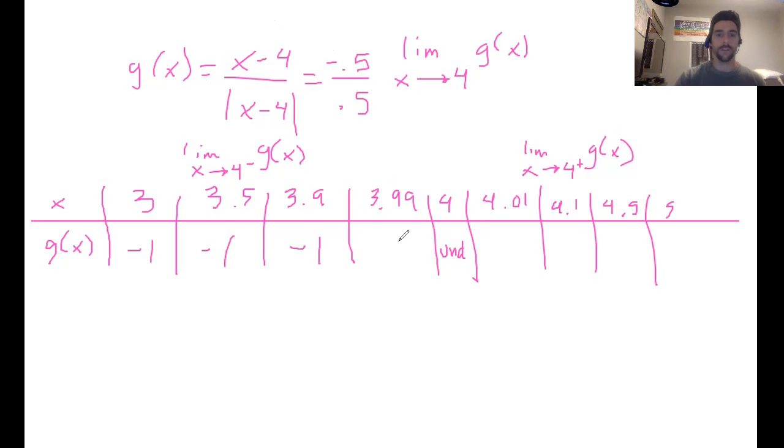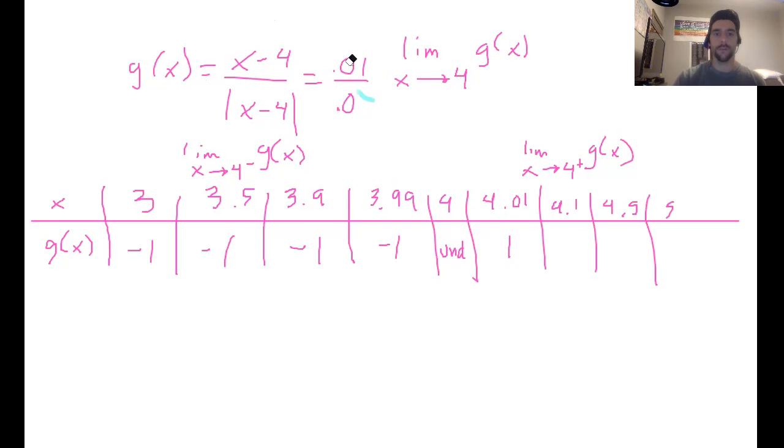So all these values are going to be -1 leading up to 4. And then you might have already been ahead of me and figured out the right side. I'll just plug in 4.01. If I have 4.01 minus 4, that's 0.01. And then 4.01 minus 4 is also 0.01. The absolute value just keeps it positive. So now we're actually dividing by the exact same value.